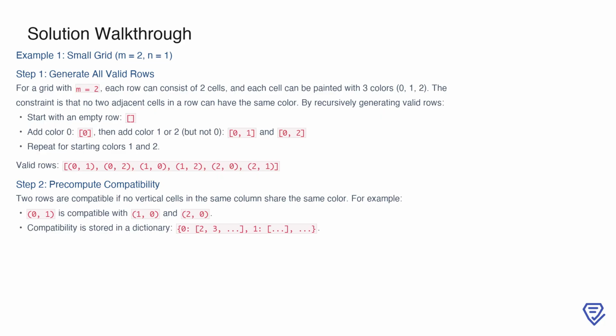Next, we pre-compute compatibility between rows. Two rows are compatible if their vertical cells, meaning cells in the same column, do not share the same color. For example, the row [0, 1] is compatible with rows like [1, 0] and [2, 0]. We store these relationships in a dictionary, where the key represents the index of a row and the value is a list of indices of compatible rows.